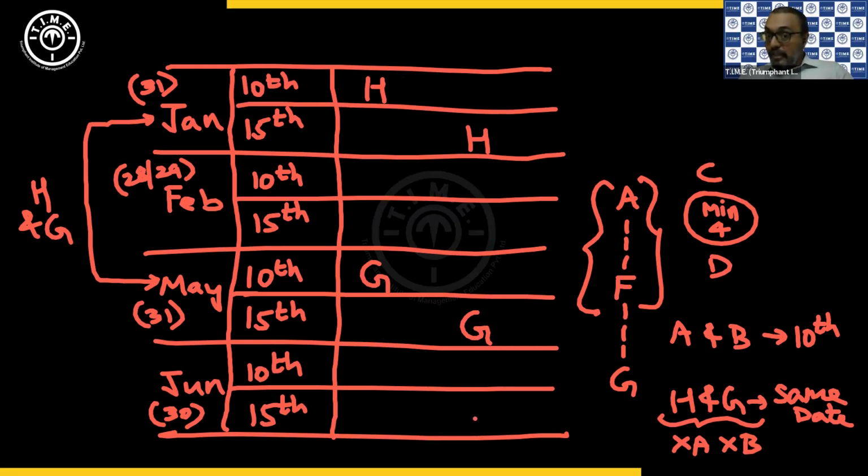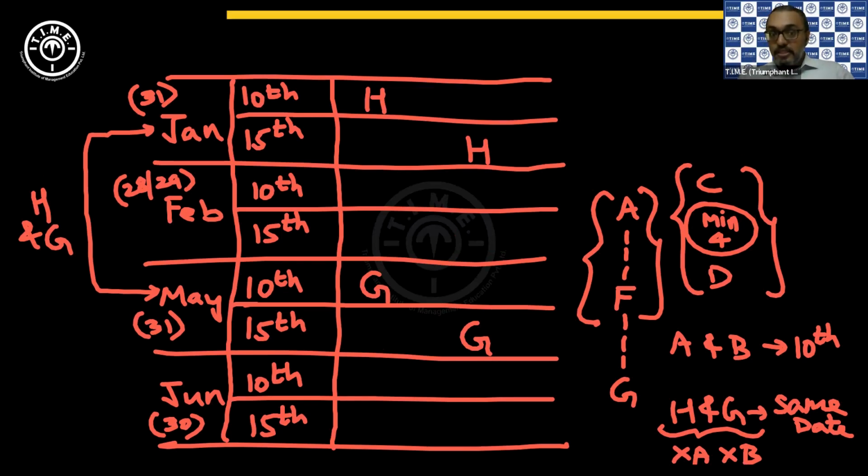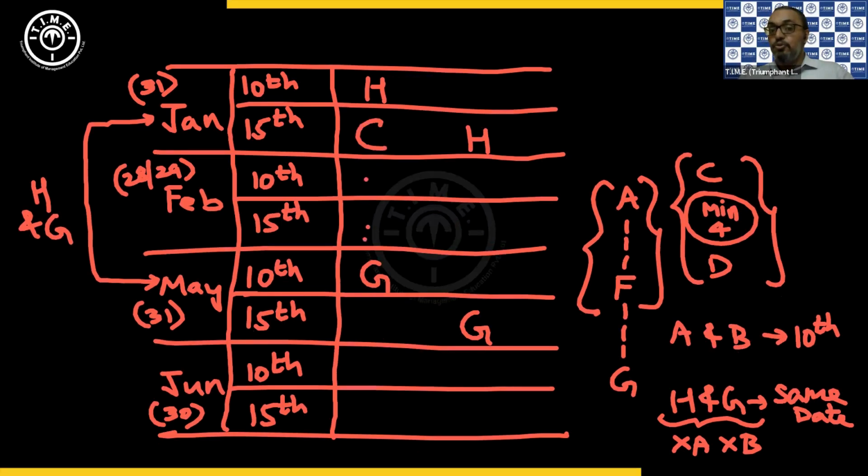And now I will be able to fix C and D also because D comes after C and minimum 4 people. So that means now I can have C on Jan 15th. Then 1, 2, 3, 4. You can have D on June 10th or June 15th.